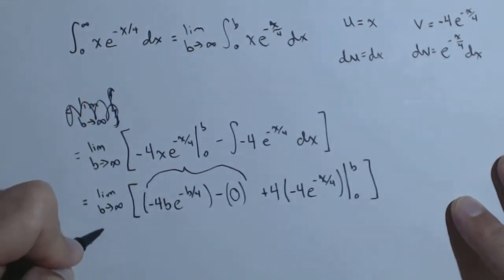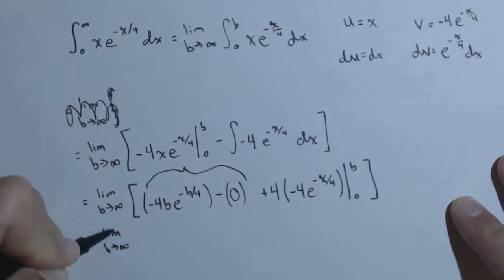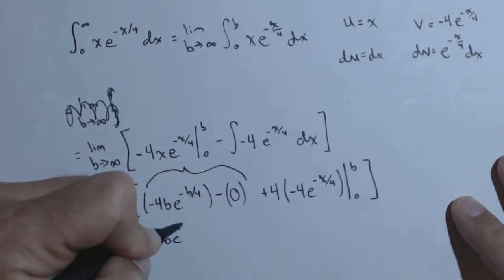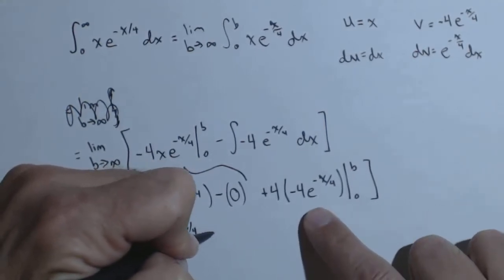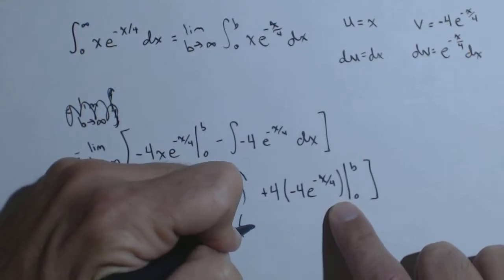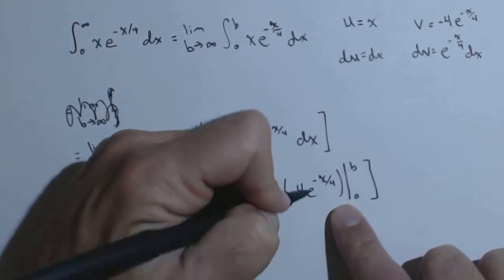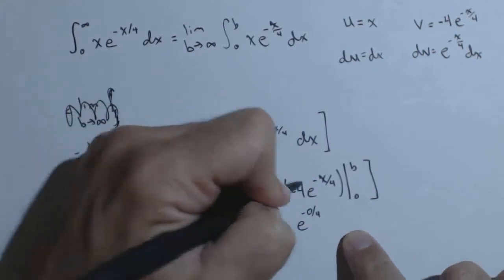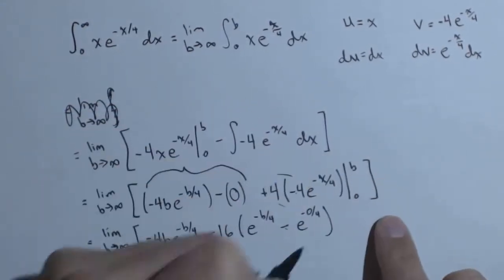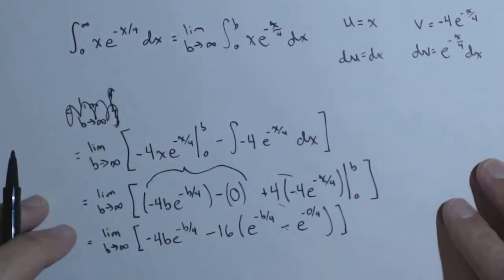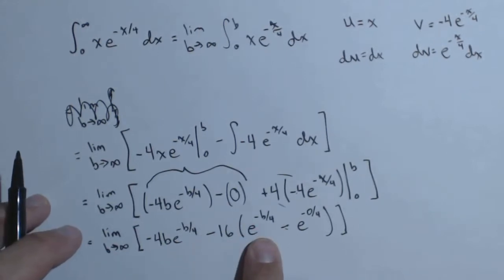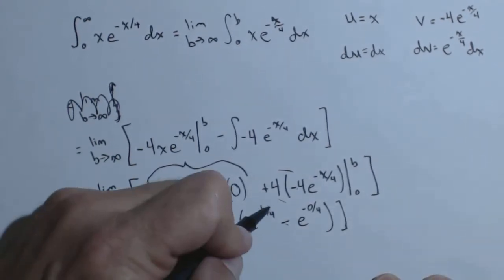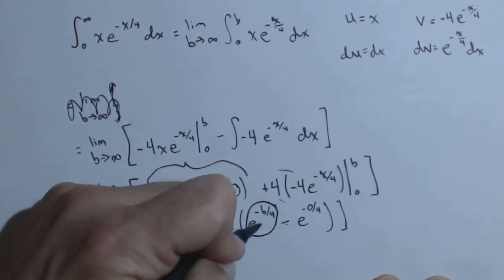So let's see what we have left. We have the limit as b goes to infinity of minus 4b e to the minus b over 4, minus 16, and then this is going to be e to the minus b over 4 minus e basically to the 0, but let's just write it out, minus 0 over 4. So I pulled the constant out here and then just did that piece there. So we have a couple parts here that you can see depend on b, namely this guy and this guy. So let's look at those limits. Well, this limit we can see right here is pretty simple. This one goes to 0.